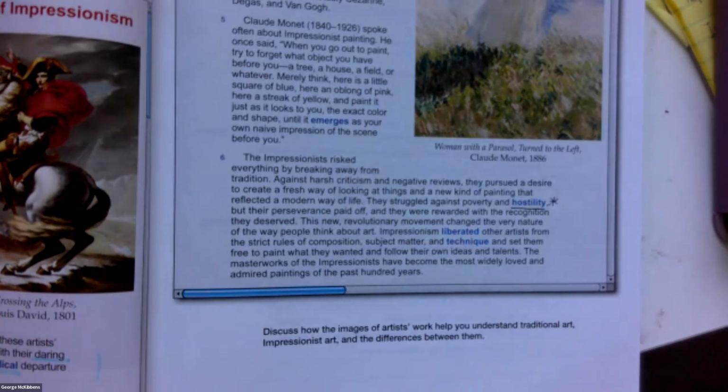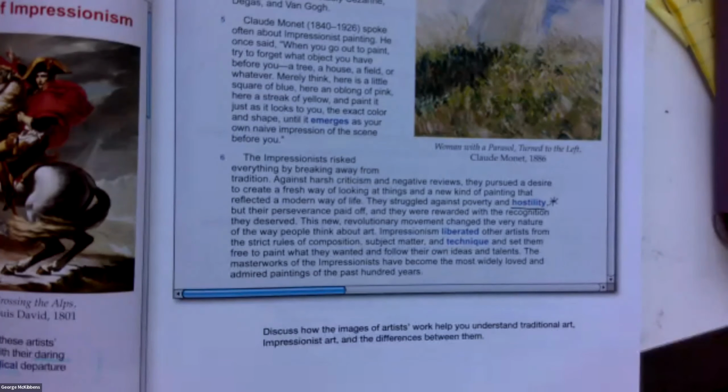Marvat, you have your hand up. Yes, the people are the viewer watching this painting. They dislike this painting because it's so different from traditional art and painted too quickly and using drying colors. Excellent. That's really good detail, specifically from the reading. Nice job, Marvat. So I liked how she said they broke away from tradition. Excellent. Would anybody else like to take that question?